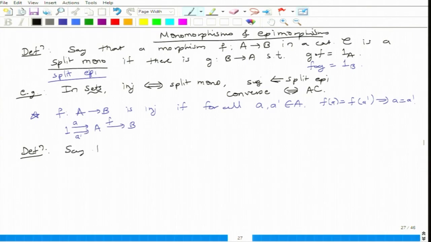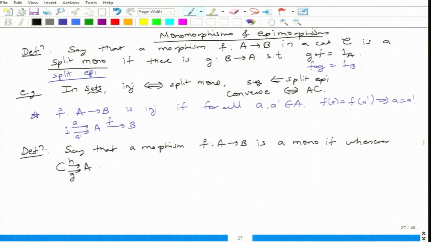So, say that a morphism F from A to B is a mono if whenever C, whenever FH is equal to FG, then H is equal to G. Okay, this condition should hold.